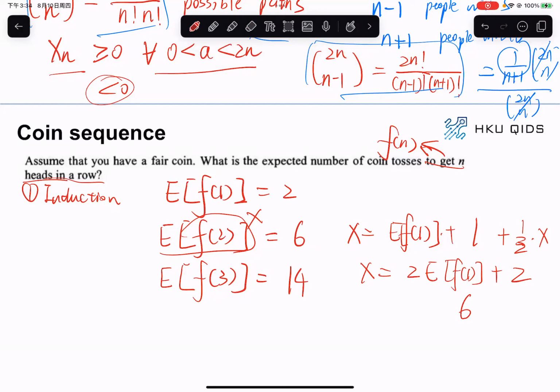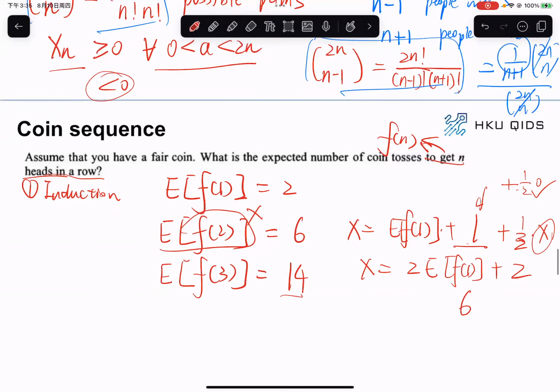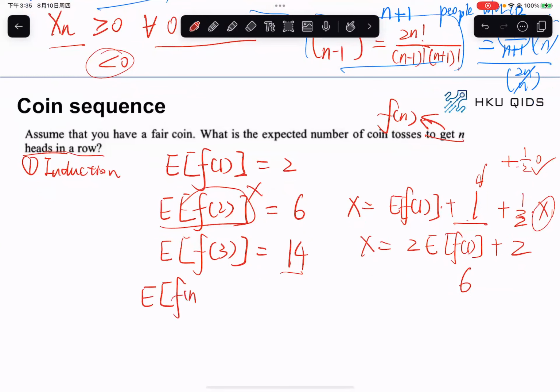Because from F1, at least we should toss 1 time. And after that, we have 1/2 probability to get there, so we need 0 more steps, and we have 1/2 probability to go back to the original state, okay? And similarly, you can have EF3 equal to 14. So by induction, we can easily find EFn is going to be 2^(n+1) minus 2. Okay, so this is the induction method. I think basically by guessing, you can get the correct answer.